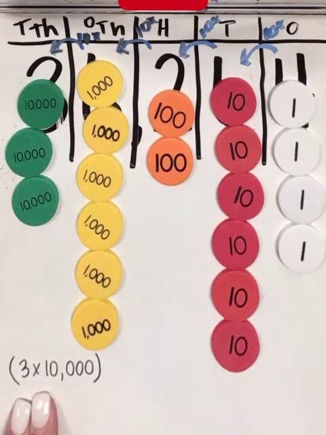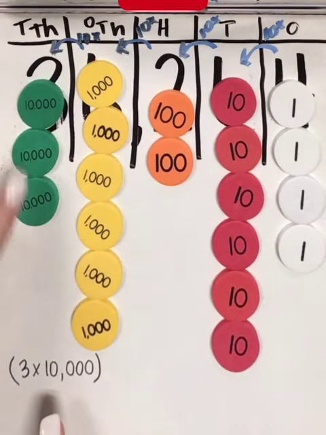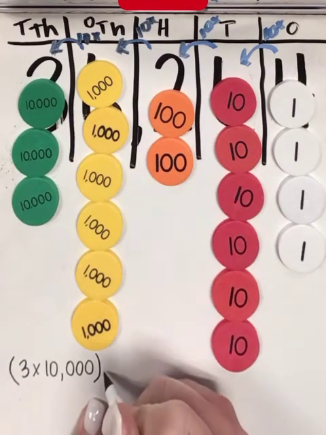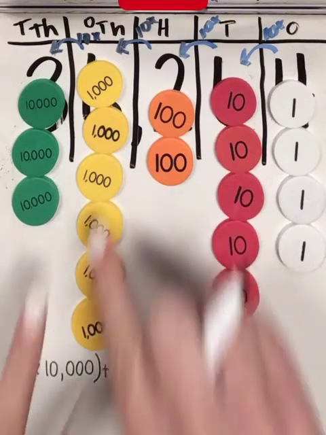10,000. And we use this multiplication sign because we have 3 equal groups of 10,000. Each one of these are the same. So we had 3 10,000 blocks, or disc, I'm sorry. So now I'm going to add it to this.